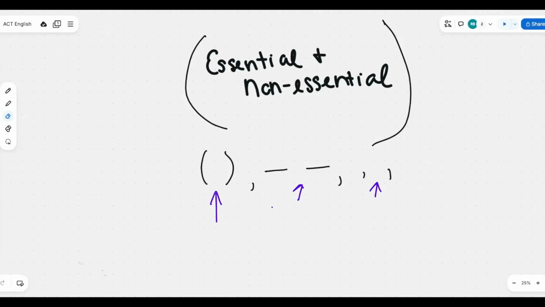I will say I've never seen them really test whether you needed parentheses, two dashes, or two commas. If it is non-essential and there's one of these, you're just going to have to choose one of them. You're not going to have to decide between all of these. So don't over stress about that.